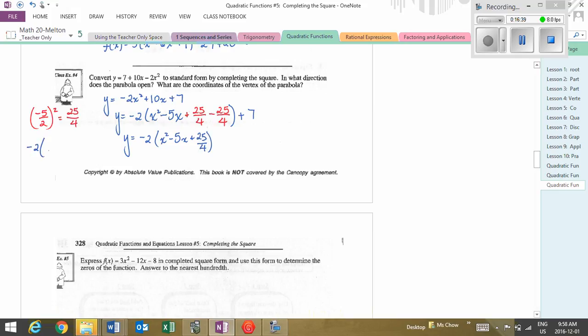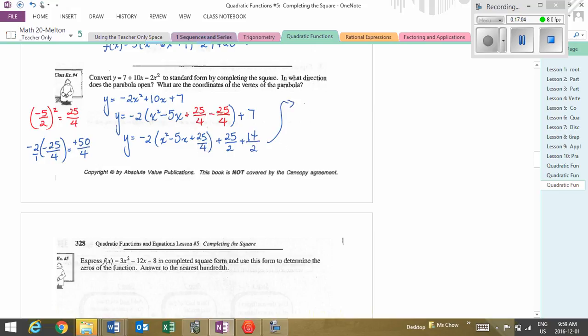We can multiply negative 2 over 1 times negative 25 over 4. So that ends up being positive 50 over 4, reduced is 25 over 2. So then this is now plus 25 over 2 plus 7, but because I'm going to be needing a common denominator, that will be 14 over 2.